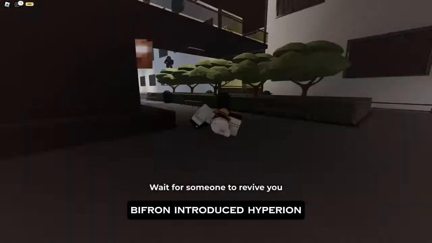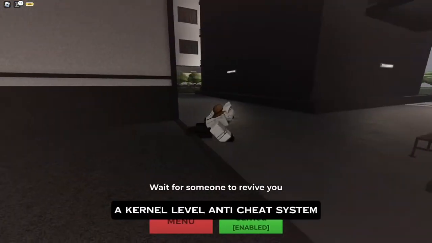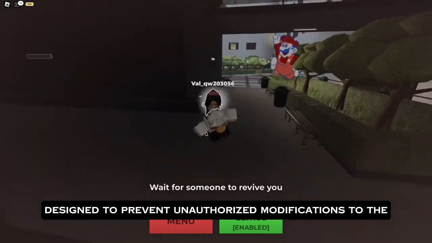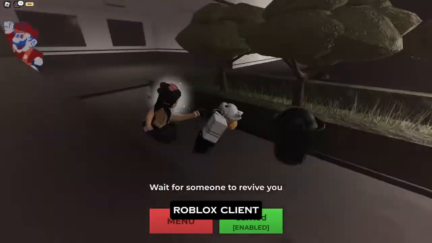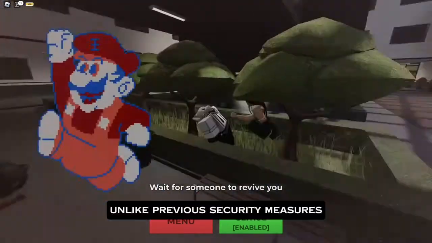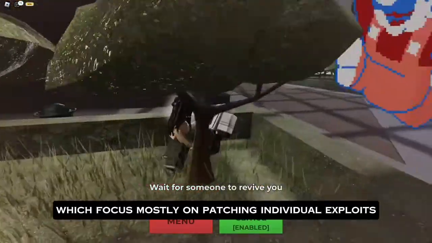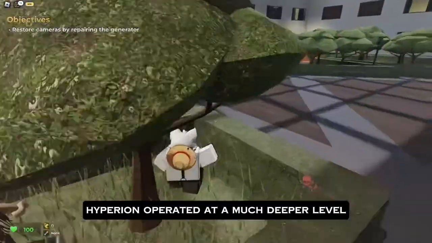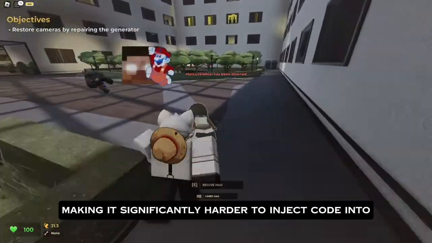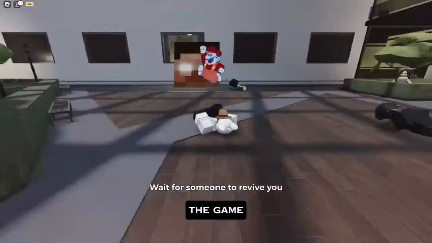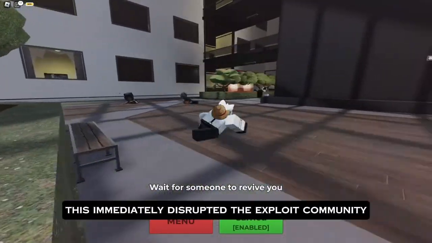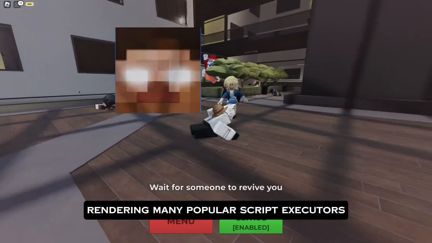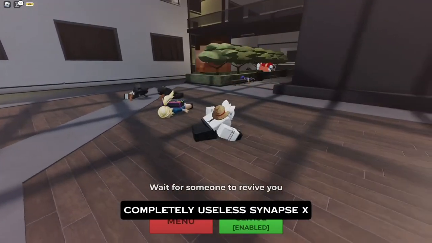Bifron introduced Hyperion, a kernel-level anti-cheat system designed to prevent unauthorized modifications to the Roblox client. Unlike previous security measures, which focused mostly on patching individual exploits, Hyperion operated at a much deeper level, making it significantly harder to inject code into the game. This immediately disrupted the exploit community, rendering many popular script executors completely useless.